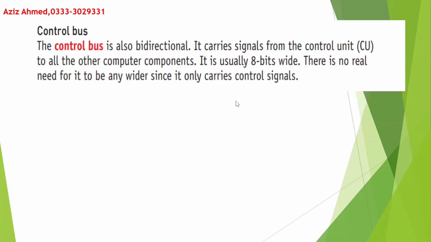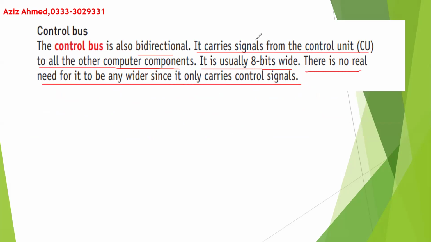Control bus, which sends the signal. The control bus is also bidirectional. It carries signals from the control unit to all other computer components. It is usually 8 bits wide. There is no real need for it to be any wider since it only carries control signals. The control bus can be bidirectional, but it doesn't need more data to carry. 8-bit or maybe 16-bit is enough for the control bus.